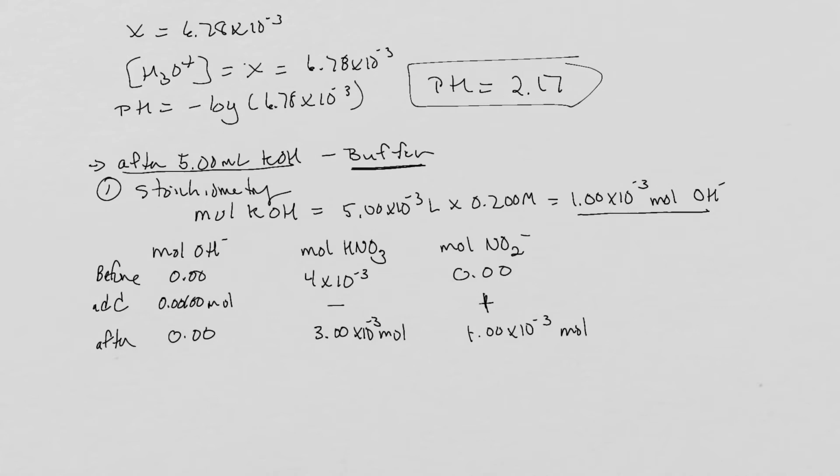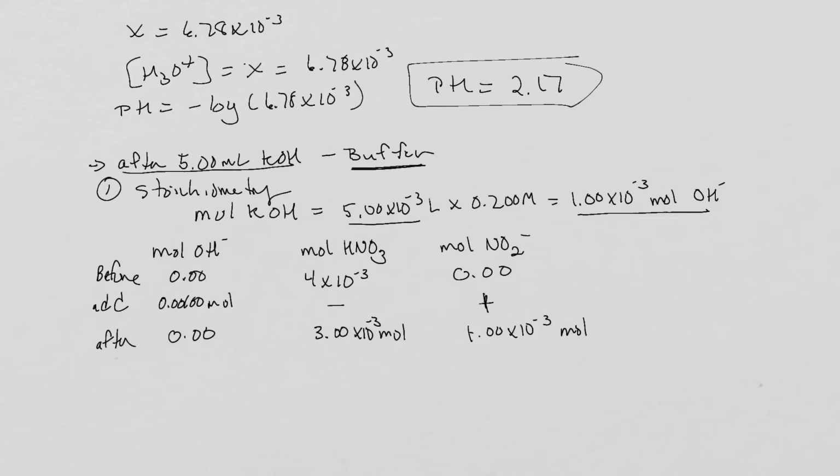So after 5 milliliters, if we look at the math here, we've added 0.5 times 10 to the minus third liters. And remember from our problem, our potassium hydroxide is 0.2 molar. So if we do our volume times our concentration, we've added 1 times 10 to the minus third moles of hydroxide. Now, if we set up a little table here, before the addition we had 0 moles of hydroxide so far.